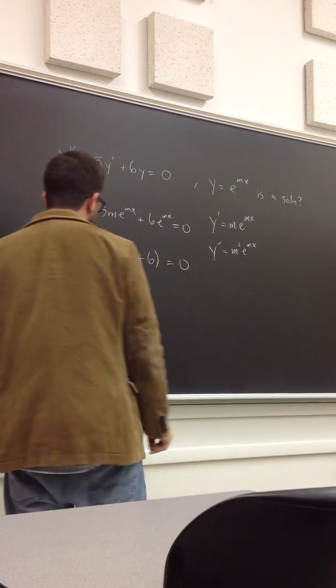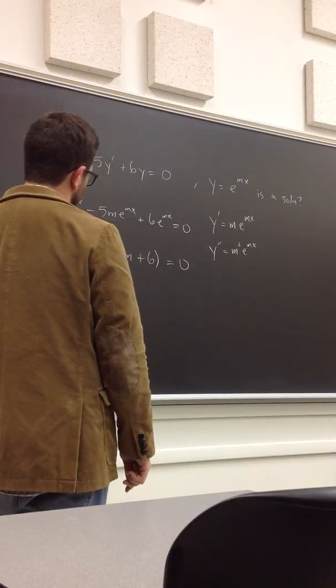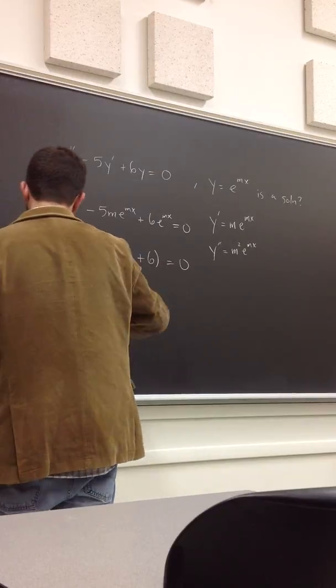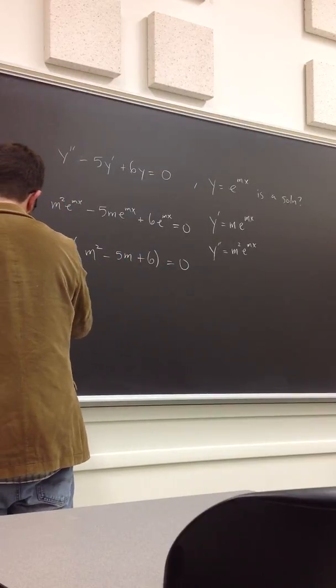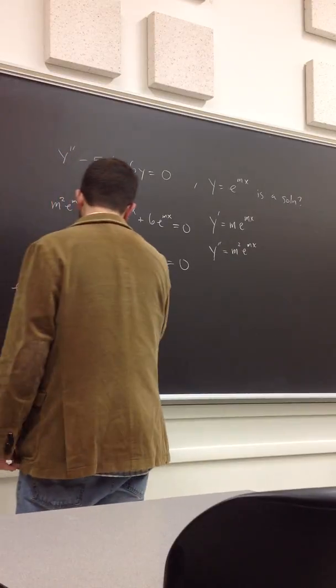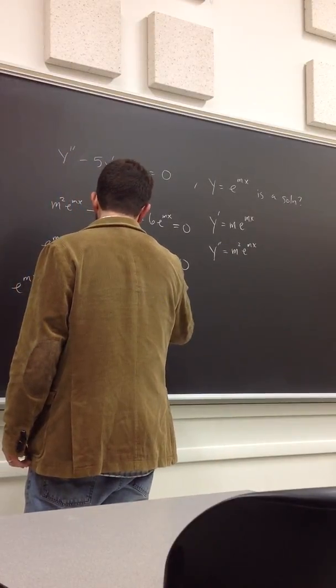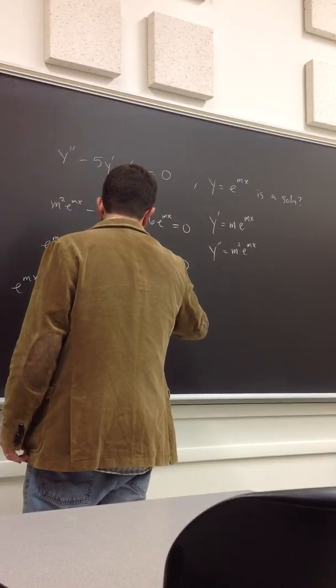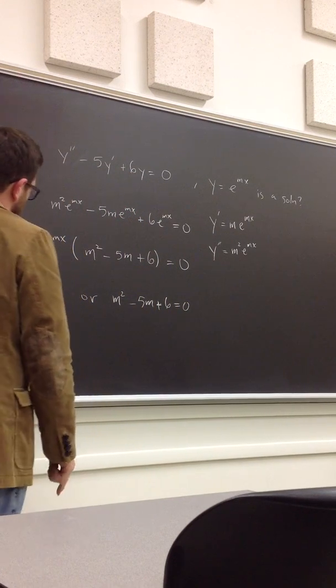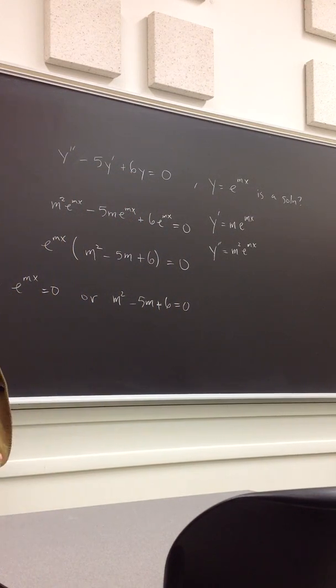So this will be true if one or the other is equal to 0, right? This times this equals 0 means that either e to the mx equals 0, or this equals 0. What can you say about this equation? Exponentials are always positive, so there are no solutions here, neither for m nor for x.